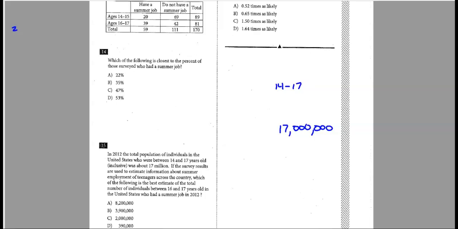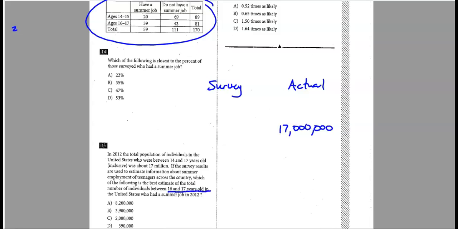If the survey results are used to estimate information, so that means if we use these results up here to estimate the information and apply it to a bigger population, what is the best estimate of the total number of individuals between 16 and 17 who had a summer job? All right, so let's do this. Okay, set this up. So this was our survey information, and this is the actual information.